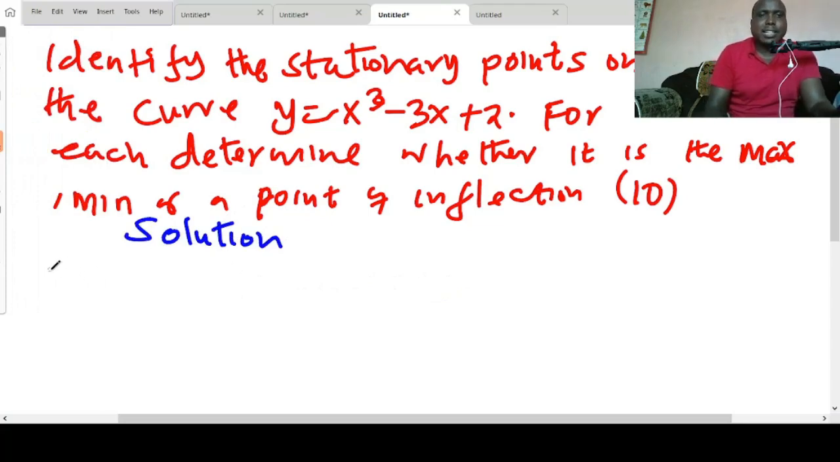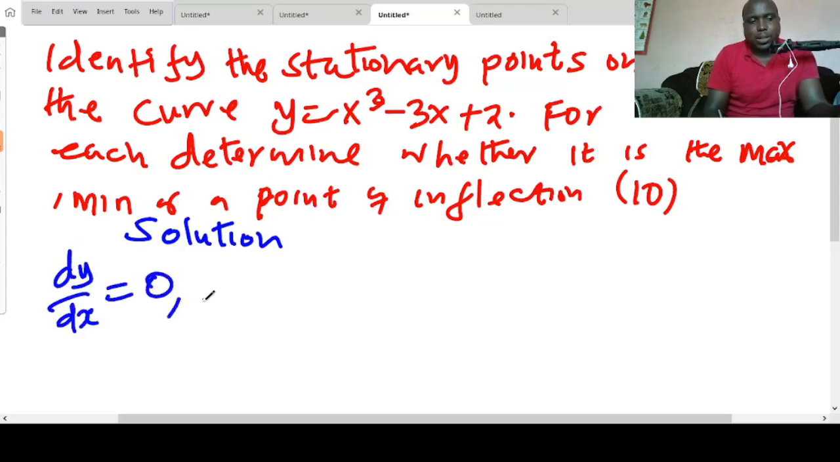We need to understand it by getting the gradient function, because we know at the stationary point, dy over dx is equal to 0. That is the key word. So let us get the dy over dx. We differentiate this one, and we're going to get dy over dx is equal to 3x squared minus 3.